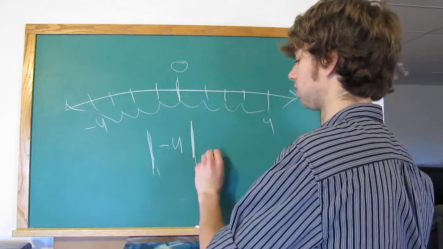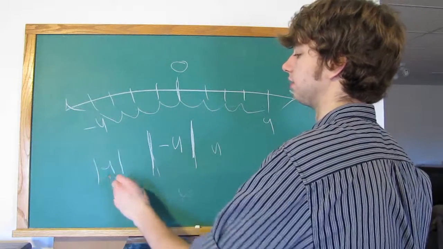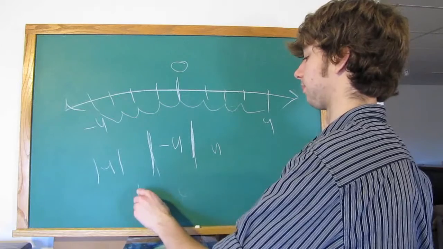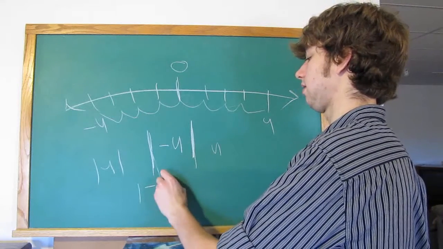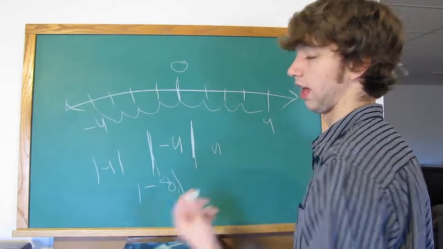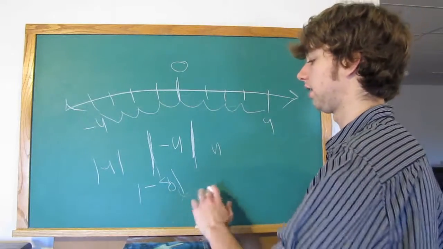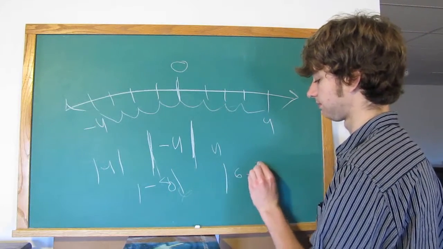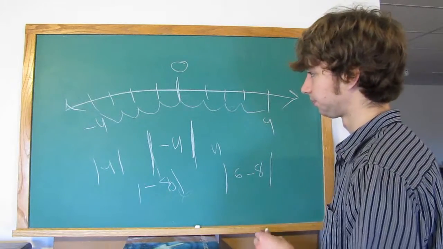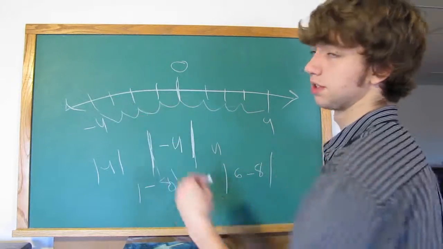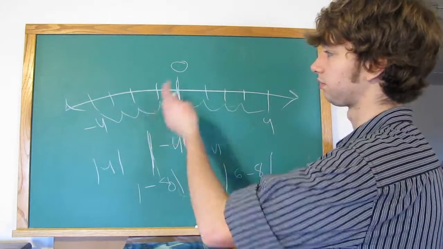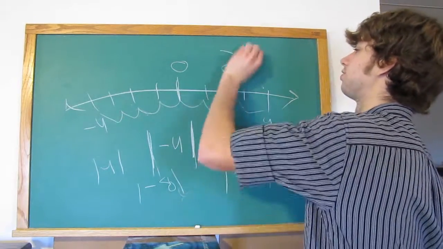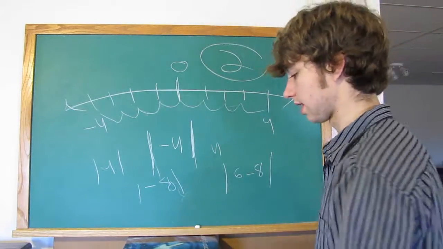So this will be 4. This will be 4. Negative 8, that'd be 8. So just get rid of the negative. So if it's like 6 minus 8, that'd be negative 2. And negative 2 is 2 distances, 2 jumps from 0. So the result is 2. It's always positive. So that's how that works.